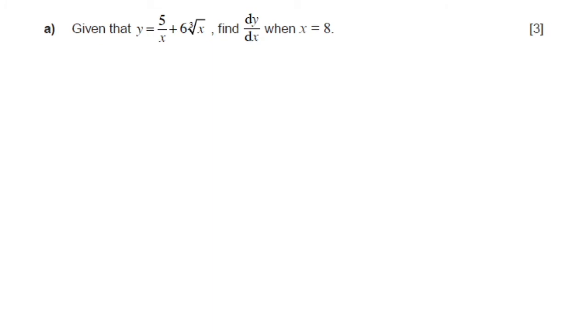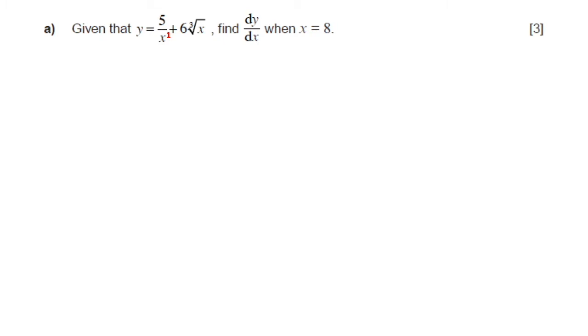Given that y is equal to 5 over x plus 6 cube root of x, find dy by dx when x is equal to 8. dy by dx means the differentiation. The first thing we need to do is get every term to be x to the power of something. That is the right format if we want to differentiate.